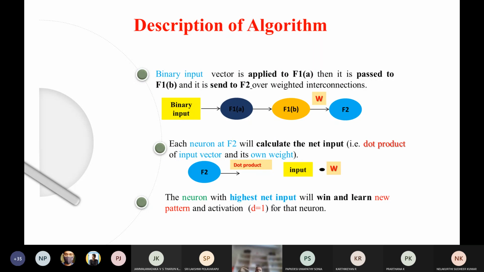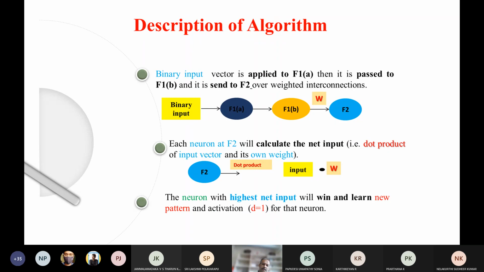The input is segregated into two layers. One is layer A, which accepts the input, and layer B transforms that input to the output layer called F2, which is the cluster layer, or the competitive layer. The binary input is supplied to the F1A layer and then forwarded to the F2 layer over weighted interconnections: F1A to F1B and F1B to F2.